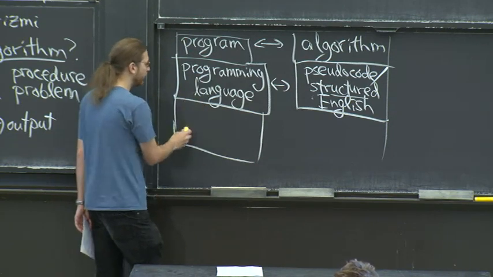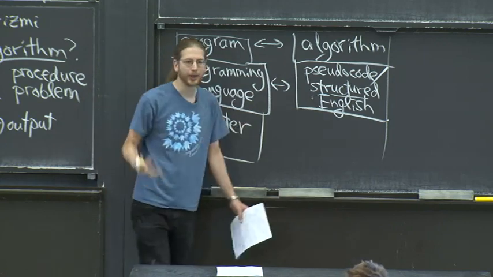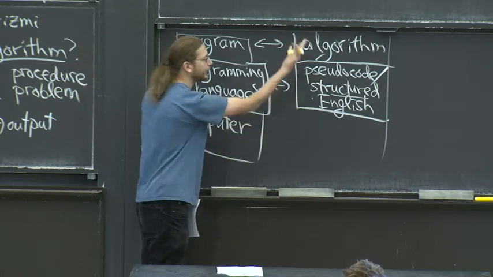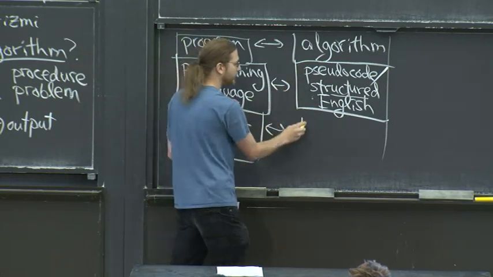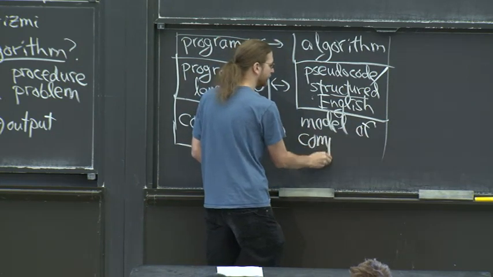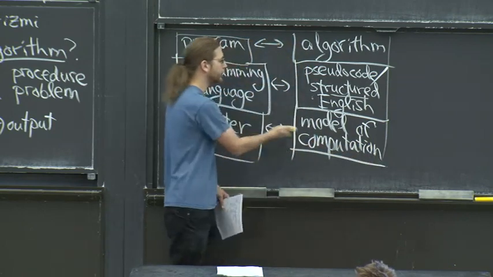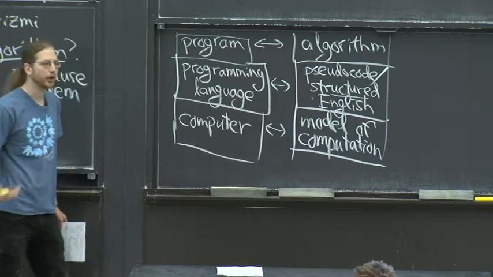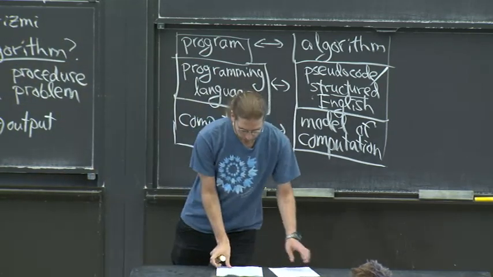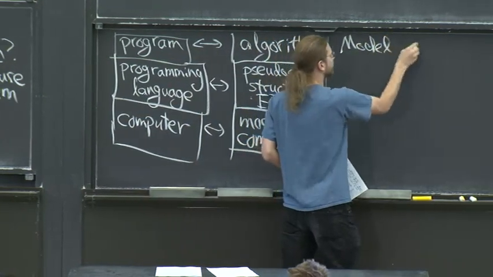OK, and then ultimately, this program runs on a computer. You all have computers probably in your pockets. There's an analog of a computer in the mathematical world, and that is the model of computation. And that's the focus of the first part of this lecture. A model of computation says what your computer is allowed to do, what it can do in constant time, basically. And that's what I want to talk about here. So, model of computation.